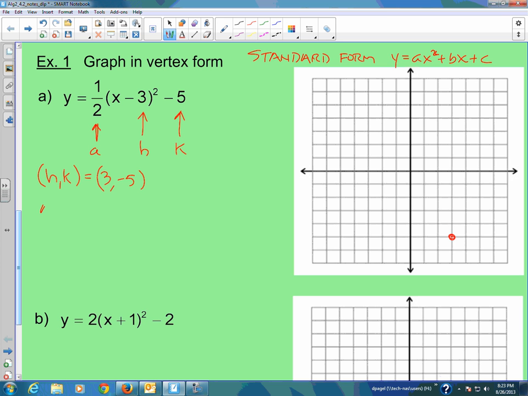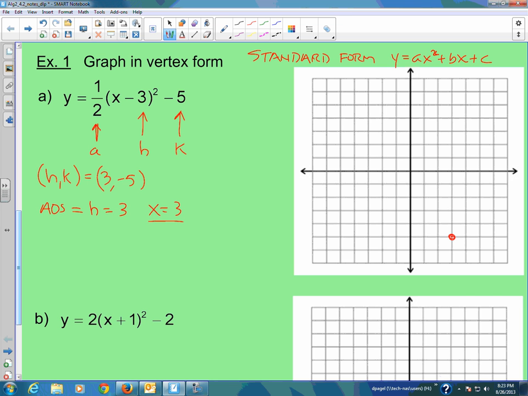What is my axis of symmetry? Well, my axis of symmetry, which is this h value, is equal to 3. Remember, the axis of symmetry is a vertical line, x equals 3, and that's where our vertex is. It's on x equals 3. So what can we do with that? We just have that one point. How do we determine what the rest of them look like?